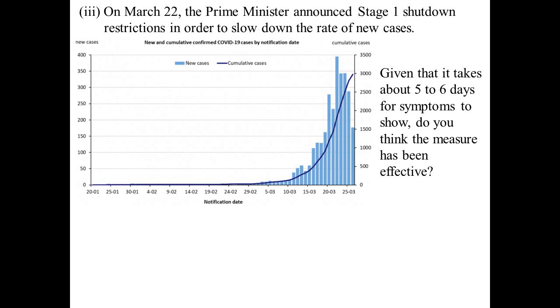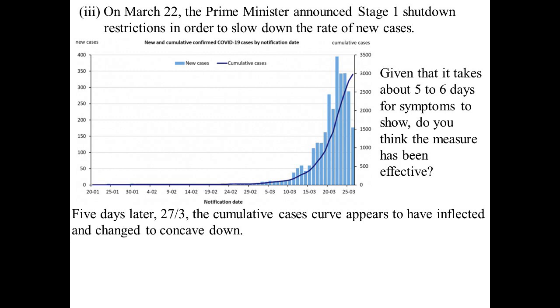Question is, do we think that the measure has been effective by all of us staying at home and doing what we have to do? Do we think this measure has been effective? So 22nd of March, 5 days later is the 27th of March.